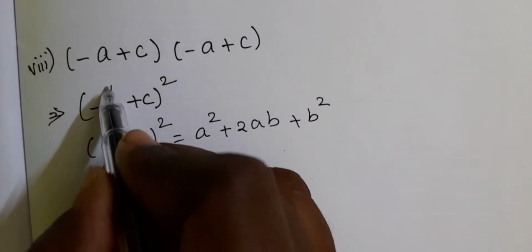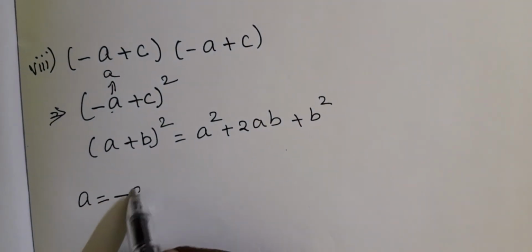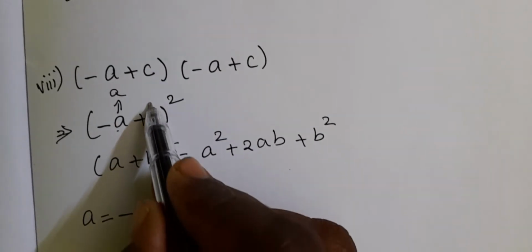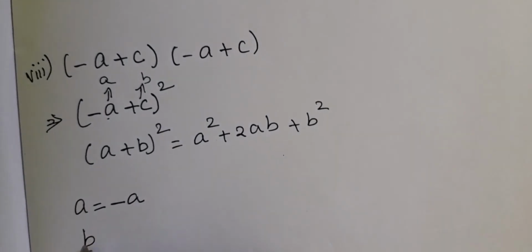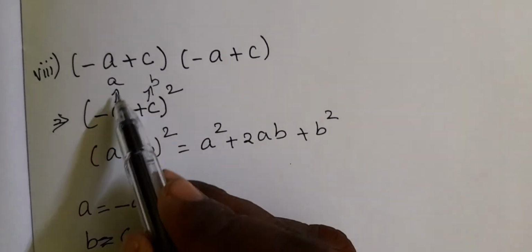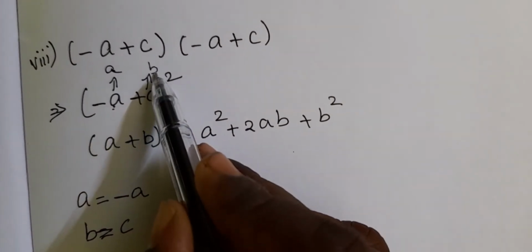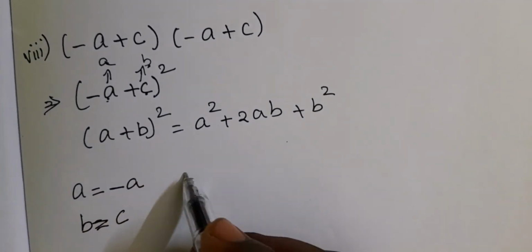Now this is the value of a. A is equal to minus a. This is the value of b. B is equal to c. Okay, do it carefully. Instead of a, we have to substitute minus a. Instead of b, we have to substitute c in this expansion.